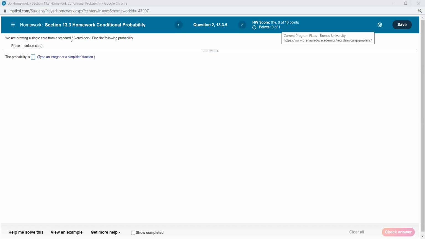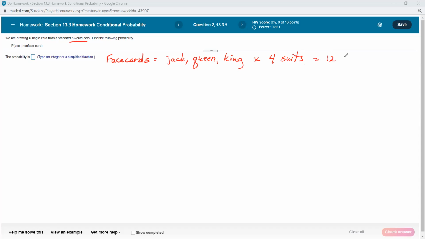We're drawing a single card from a standard 52 card deck. Find the following probability. The probability that it's an ace, given that it is a non-face card. Now your face cards, those are the Jack, Queen, and King, and these 3 cards show up in all 4 suits. So we've got a Jack, Queen, and King times 4 suits. That's 12 cards. Out of the 52 cards, if 12 of them are face cards, then 52 minus the 12 is going to leave us 40 non-face cards.